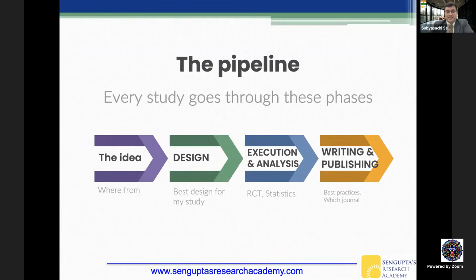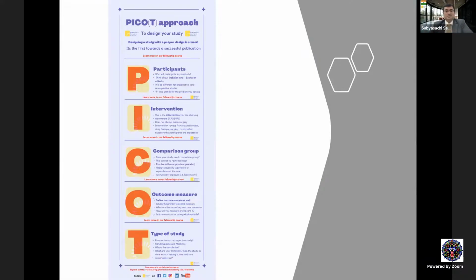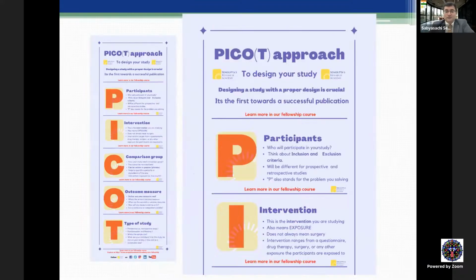Let's now look at the design of the study. So what is the design for my study? People talk about prospective, retrospective, this, that. But before you get to that, something that you must consider is the mnemonic called PICO or PICOT, where P stands for the participants. Before you think about prospective, retrospective, randomization and all, there's something that you should think about, where P stands for participants. That is nothing but inclusion and exclusion criteria.